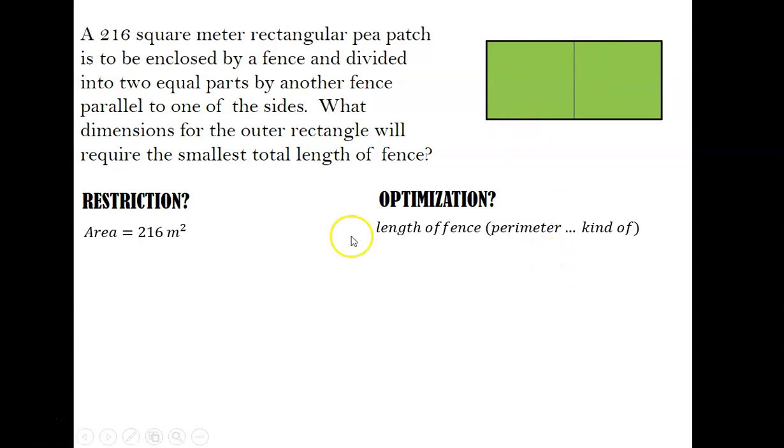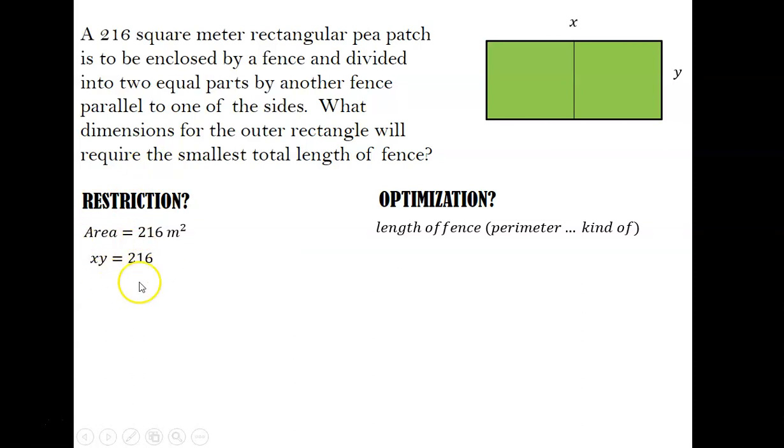Okay, so the next thing I need to do, because I'm going to need to write equations for area and length of fence, is to define some variables up here in this diagram. So I'm going to define x as the side-to-side measurement of the pen and y as the up and down measurement. So as far as my fencing goes, I'm going to need two lengths that are x long, and I'll need three lengths that are y long, one to go up each side and one to go up the middle. Okay, so my area should be pretty simple. It's just going to be x times y. It's the area of a rectangle. So my restriction is that xy has to equal 216.